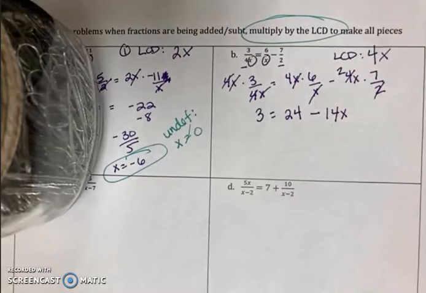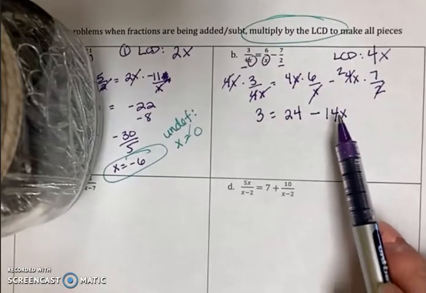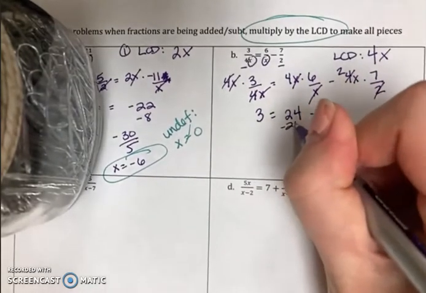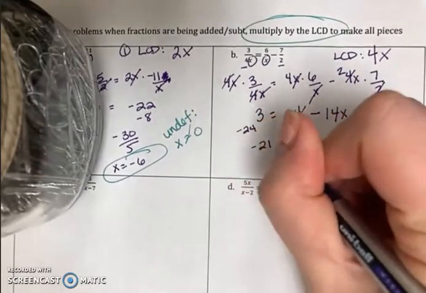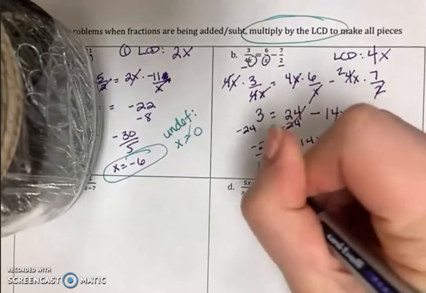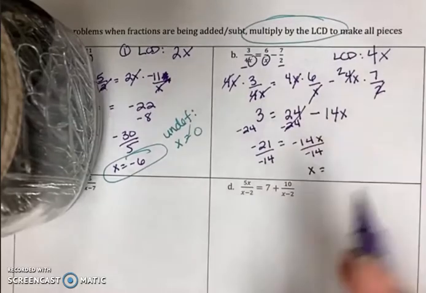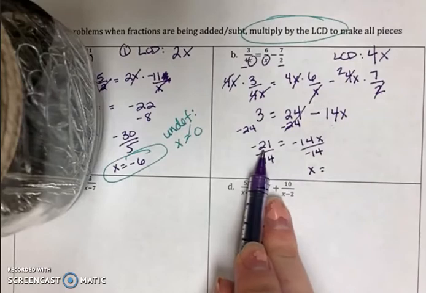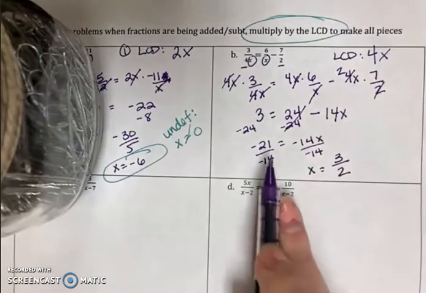And now I can solve for x. I usually like to have my x term be positive, so I might add 14 and subtract 3, but you don't have to go that route. You could subtract the 24 if you wanted to, which would give me negative 21. And negative 14x, and I just divide by a negative 14. Now two negatives makes a positive, and 21 over 14 would become 3 over 2, because both of these were divisible by 7.